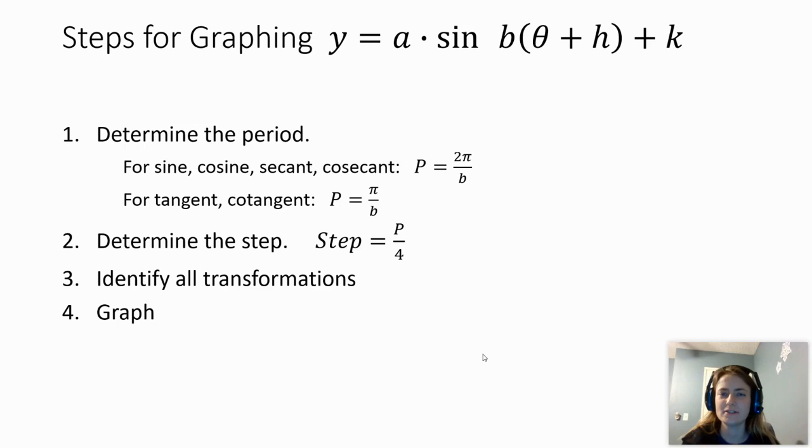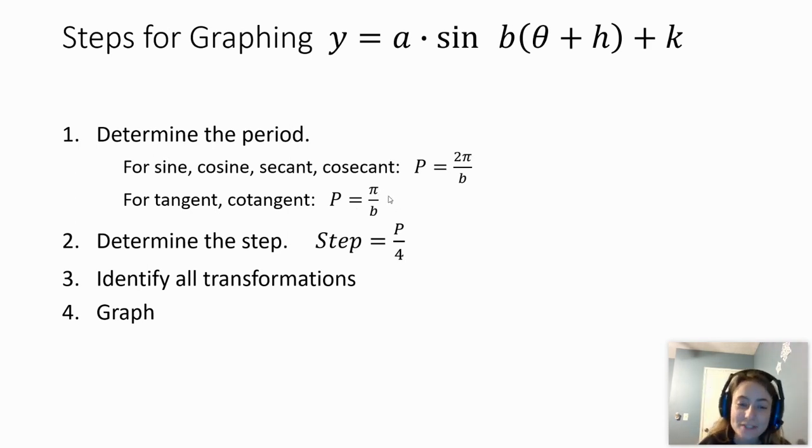So we have the steps for graphing here, for graphing the general form. First, we determine the period. For sine, cosine, secant, or cosecant, we know that normally the period is 2 pi. So in order to find the new period, we're going to use this formula. The period equals 2 pi over b. For tangent and cotangent, normally the period is pi. So instead of 2 pi over b, we're going to use pi over b.